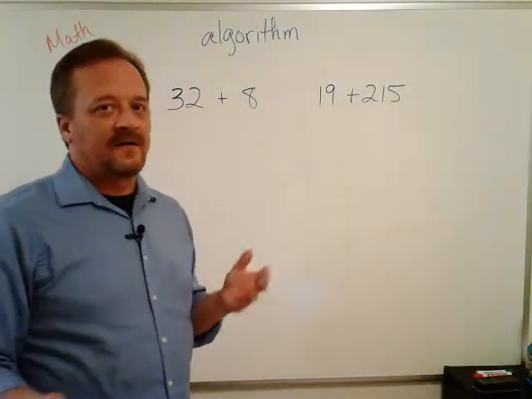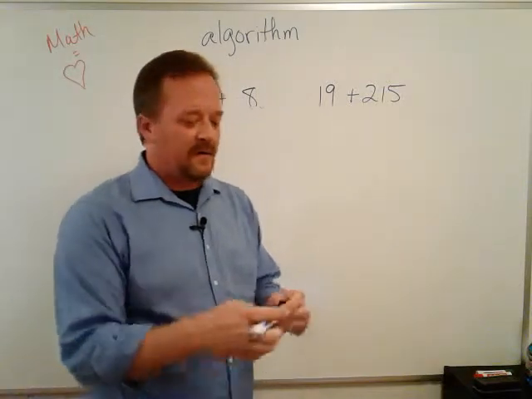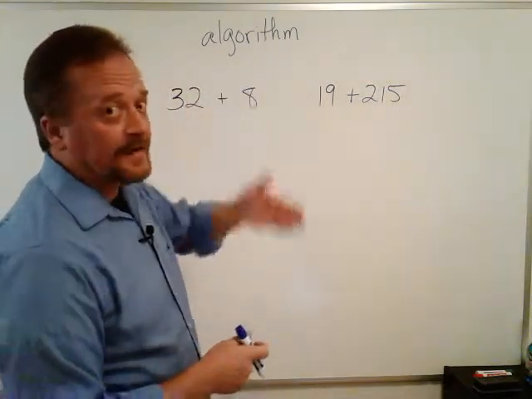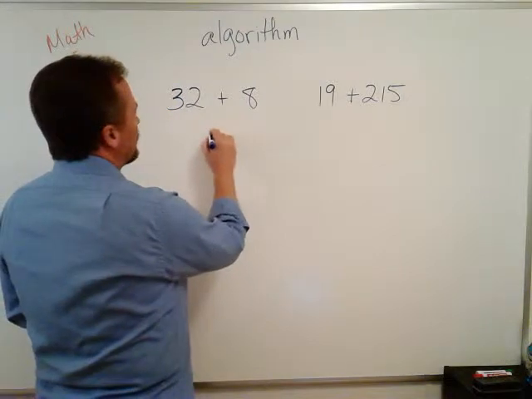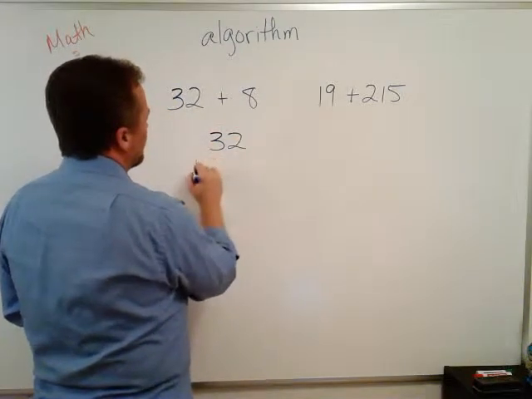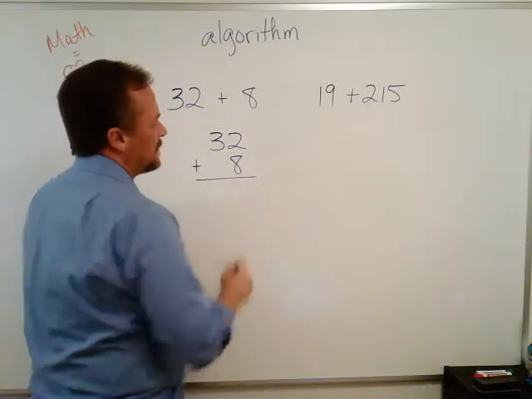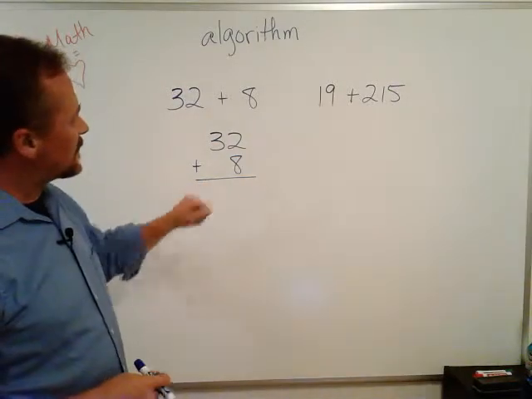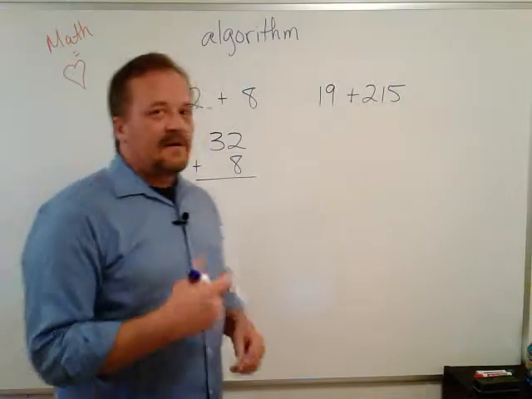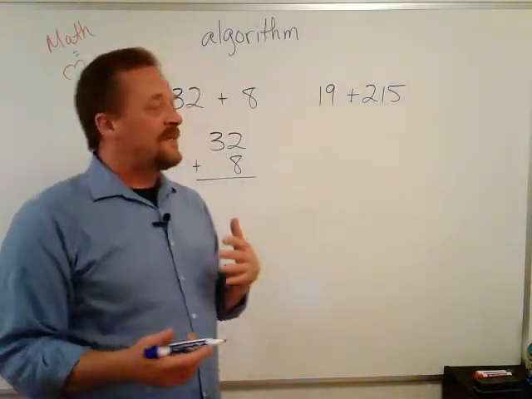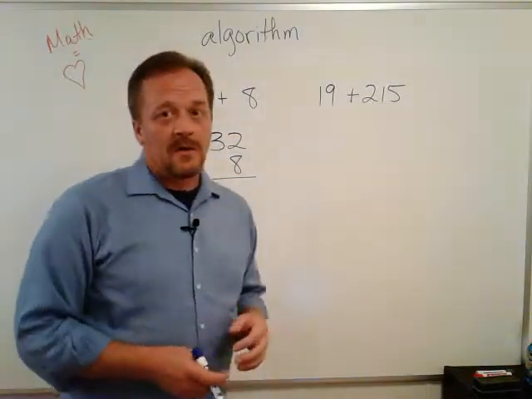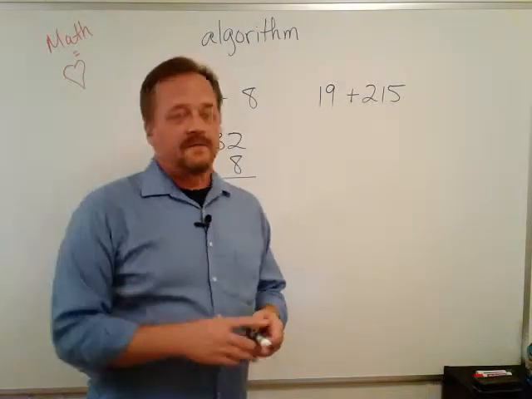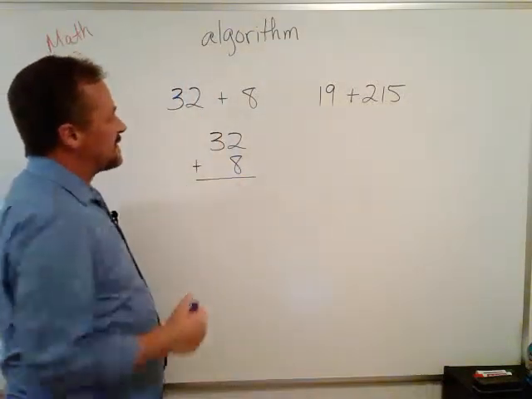And to use the standard algorithm, the first step is to write this vertically, okay? So I'll rewrite 32 plus 8 stacked on top of each other. All right. Now, why does it look like this? Well, the standard algorithm says that we need to put everything in its place value in columns. So this one was pretty easy.